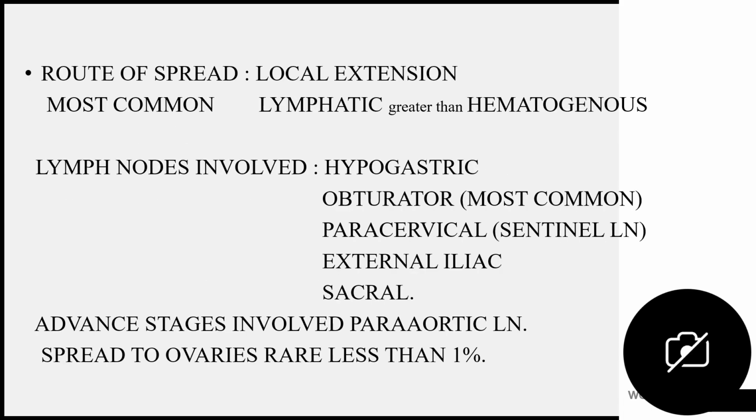Route of spread of the cervical cancer is local extension. Most common is lymphatic, greater than hematogenous. Lymph nodes involved are hypogastric and obturator. Hypogastric and obturator lymph nodes are part of the internal iliac lymph nodes, then paracervical, external iliac, and sacral lymph nodes. Advanced stages involve paraaortic lymph nodes, and spread to the ovaries of cervical cancer is very rare, less than 1%.